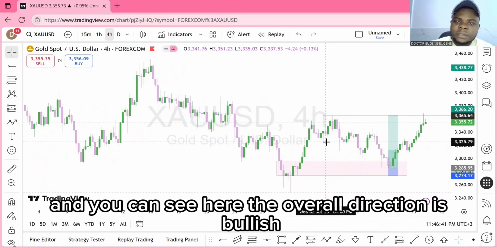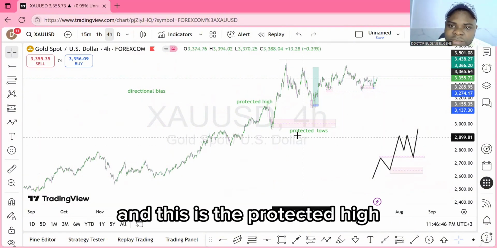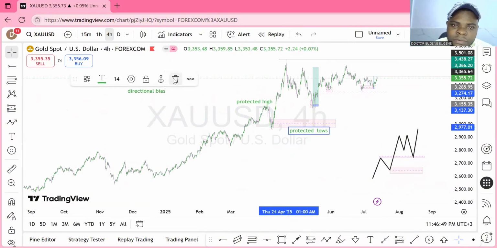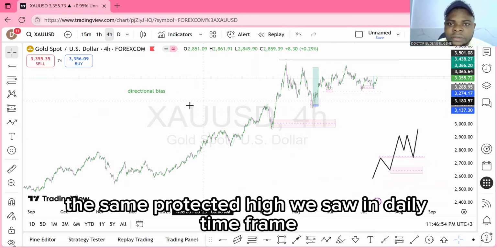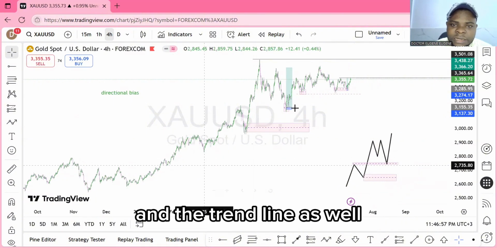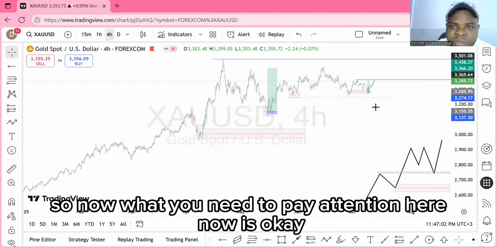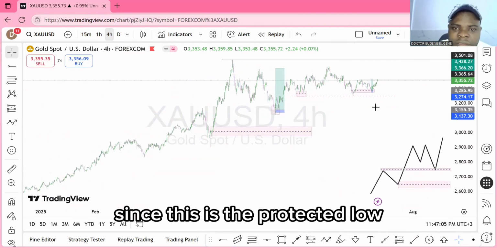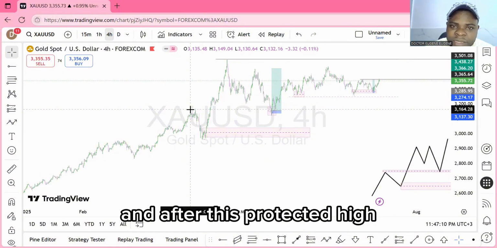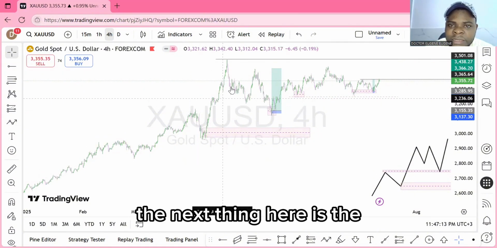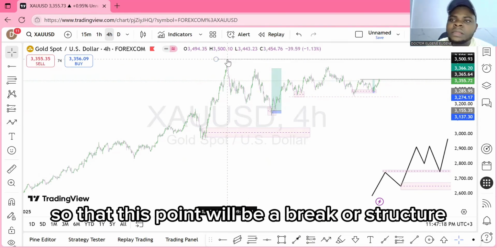And you can see here the overall direction is bullish, and this is the protected high, protected low, and this is the protected high, the same protected high we saw in the daily time frame, and the trend line as well. Now what you need to pay attention to here is, since this is the protected low and this is the protected high, if the market breaks this point, that point will be a break of structure.